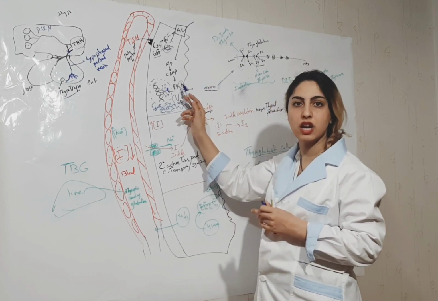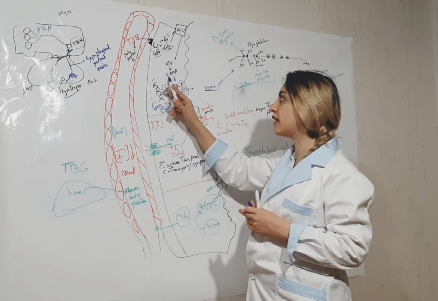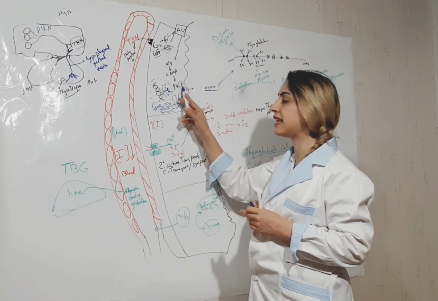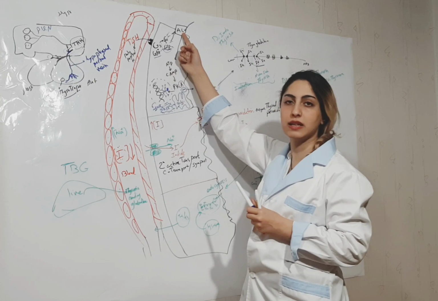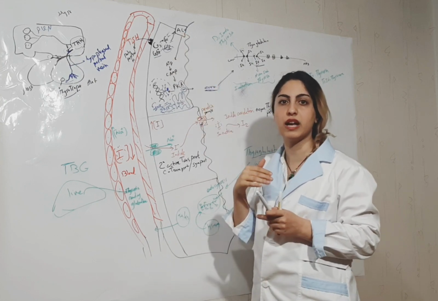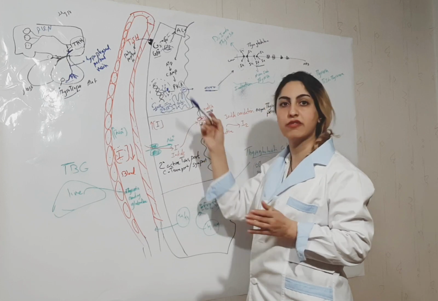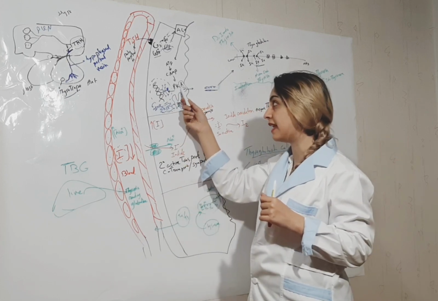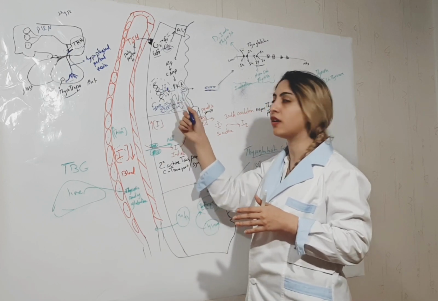And this cyclic AMP, which is derived from this ATP, will come and activate protein kinase A. And why A? Because it is related to ATP, it is related to adenylate cyclase. For example, we have different kinds of protein kinase. This one is protein kinase A. We have protein kinase C, which is related to calcium, but in here we have protein kinase A. And protein kinase is related to phosphorylation of some proteins.